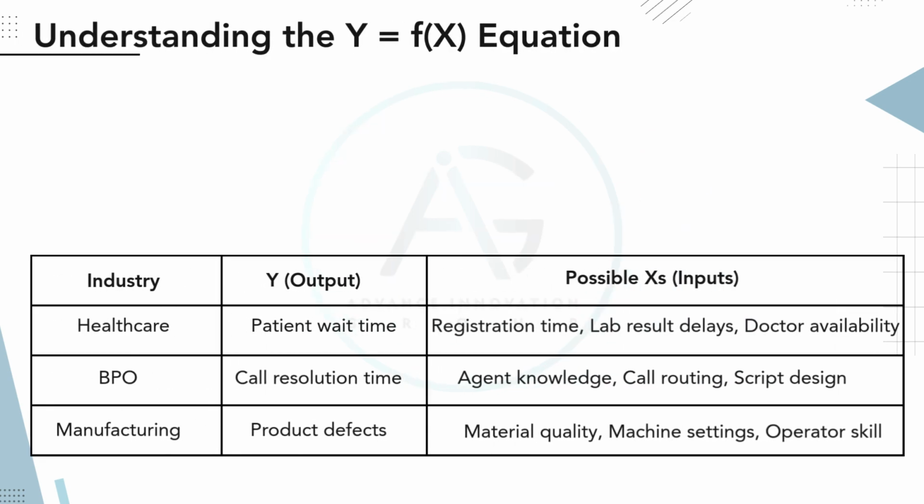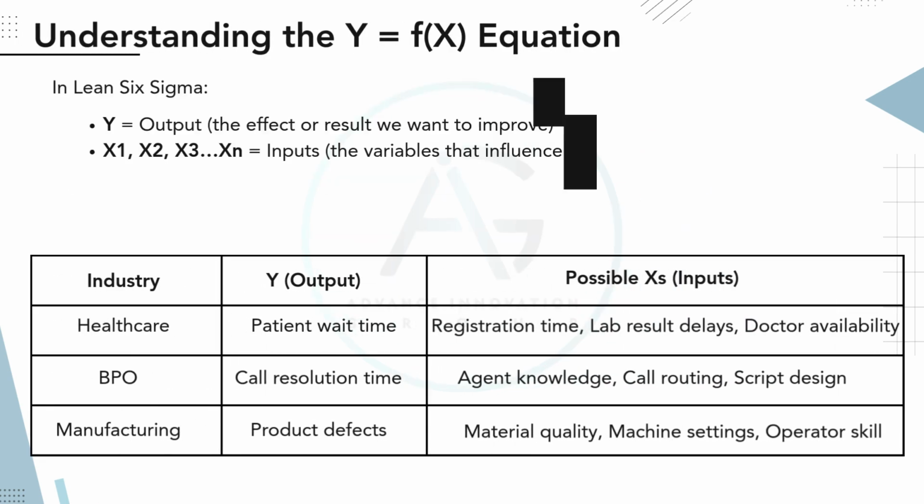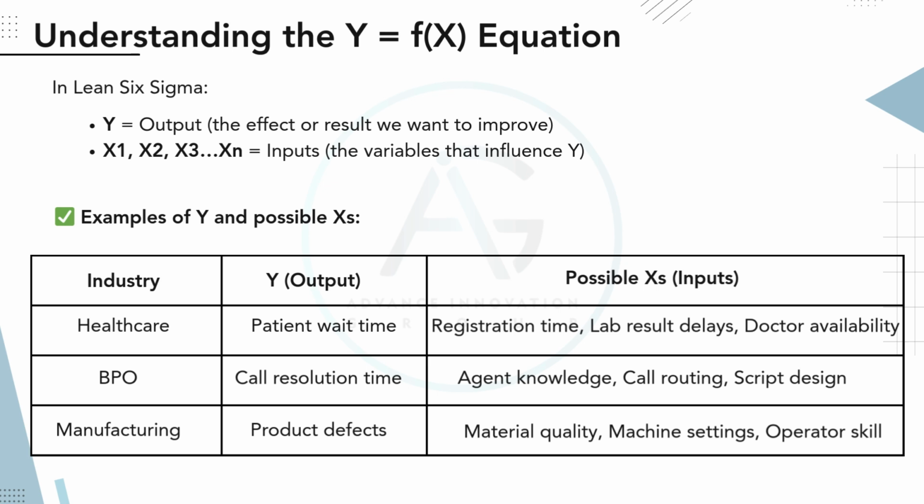Understanding the Y equals f of X equation. In Lean Six Sigma, we focus on improving processes by understanding the relationship between outputs and inputs. Y represents the output, the result we want to improve. X1, X2, X3, Xn represent the inputs, the variables that affect or influence Y.